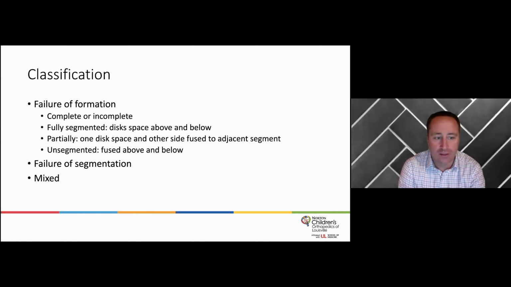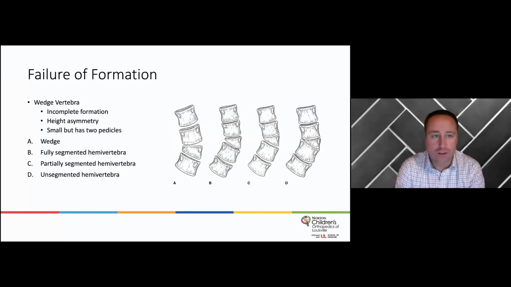And then the other one is failure of segmentation. And then lastly, you can have a mixture of those two. So this is what you'll see with failure of formation. The first and probably the best is the wedge vertebra. And that's where you see in picture A over there, it's incomplete formation of the vertebra.